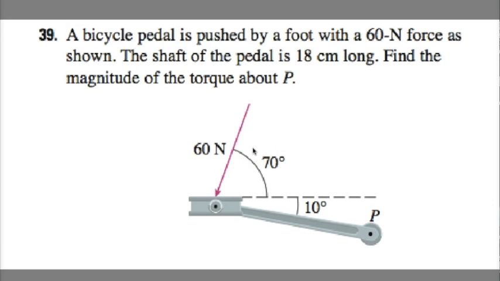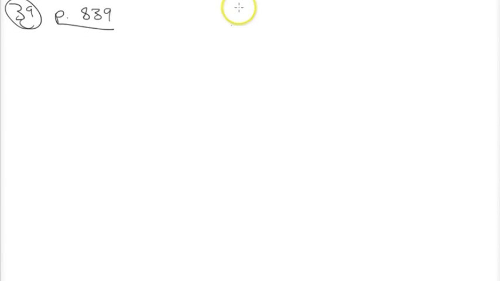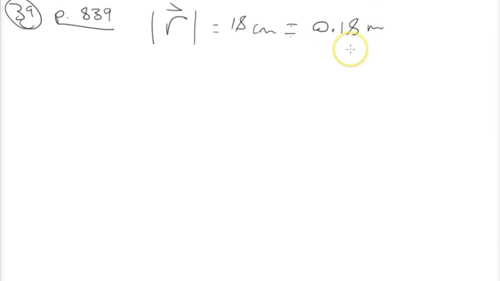So we have our two components that we need for figuring out torque. We've got our force vector, and then we've got our radius vector right here, and we have the angle in between them. So let's go over to the white screen, and we can solve this problem. So we've got our R, the magnitude of our R is going to be 18 centimeters, but since force and torque are both in terms of Newton meters, we are going to consider this 0.18 meters.